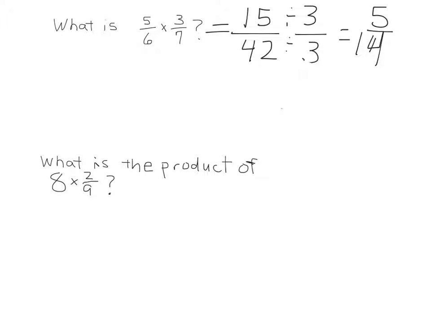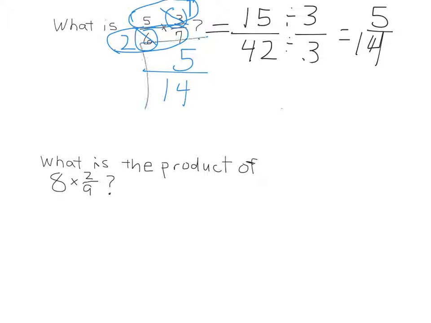Now you might have noticed that we could have simplified before we multiplied. Because you can simplify a numerator and denominator before you multiply, and the 3 and the 6 both have 3 as a common factor. So I could have divided by 3 before I multiplied, and that would have given me a 1 here, and that would give me 6 divided by 3 is 2. So now I'm multiplying 5 times the 1, which gives me 5, and the 2 times the 7, which gives me 14. So either way, I end up with 5/14.